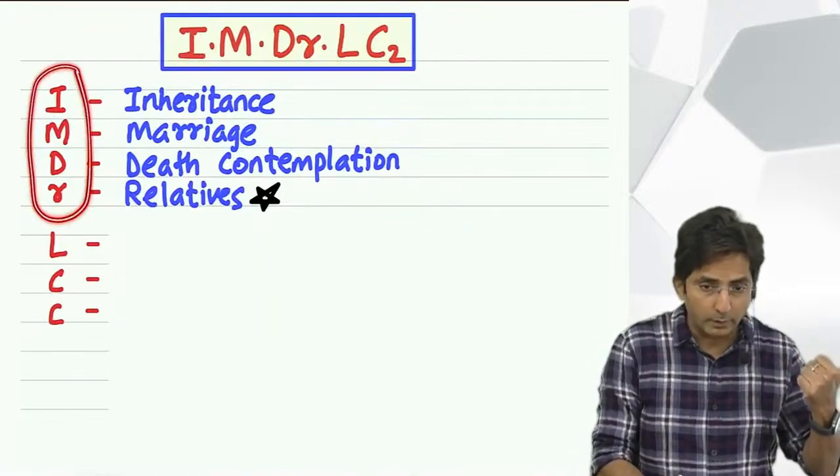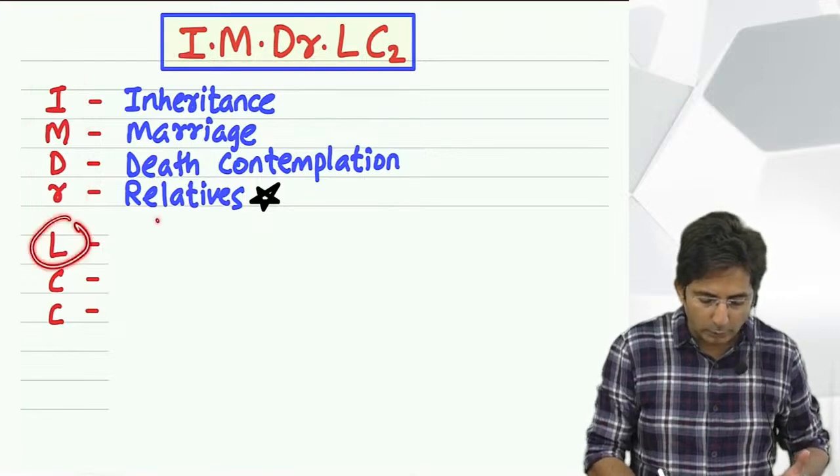I for inheritance, M, D, R, and that is over. L stands for gift from a local authority.